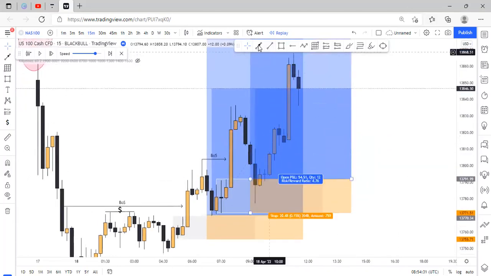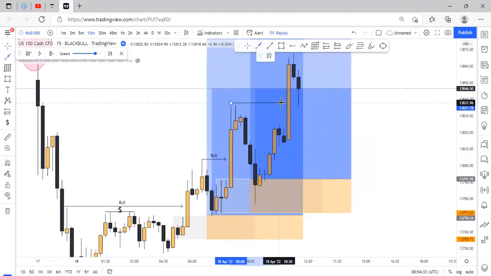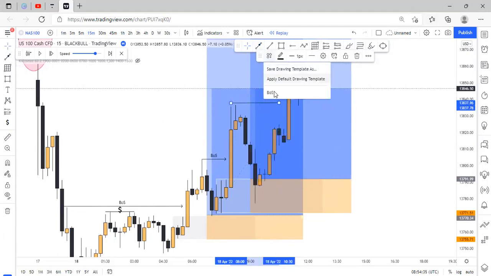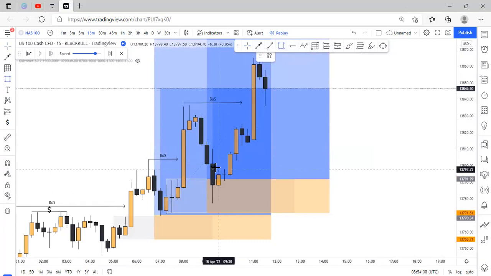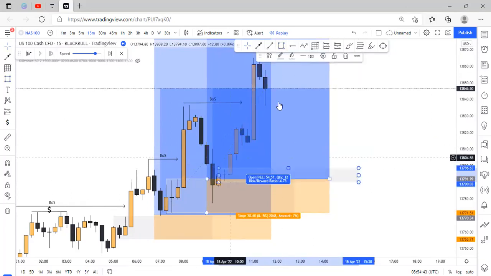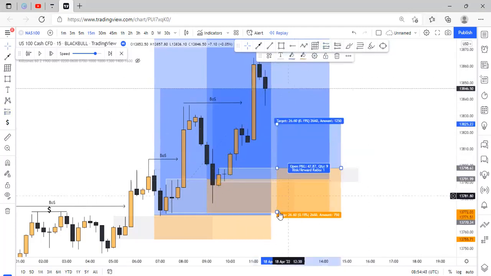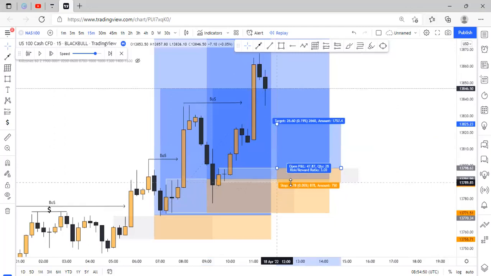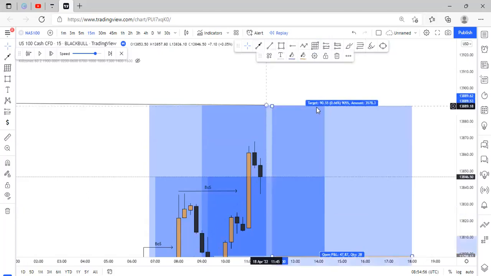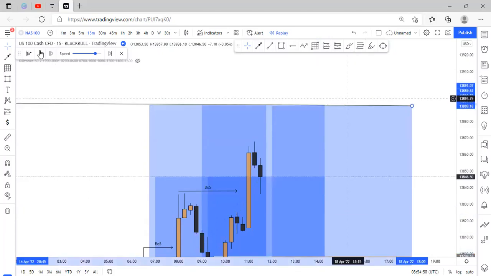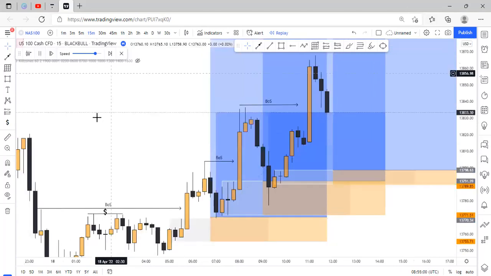Also, we can see we had yet another break of structure right here. You can see another break of structure, and as you can see, market left behind this zone right here, a little imbalance. So this can be another entry opportunity. This can be another zone to stack another entry right there if market comes back to that zone. Okay, so let's keep playing.